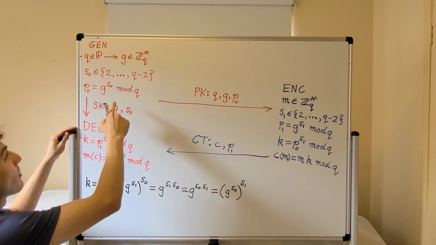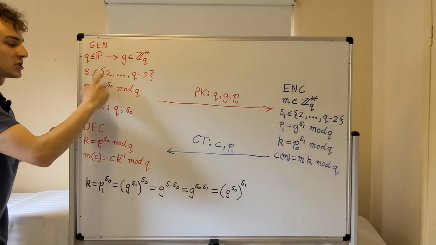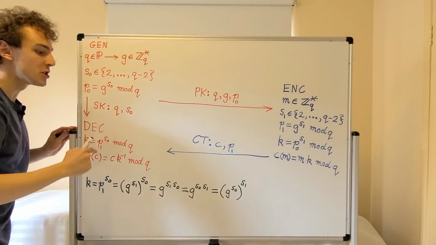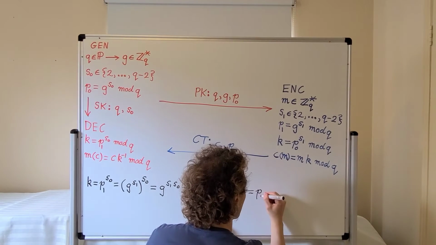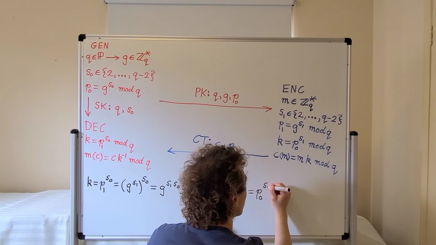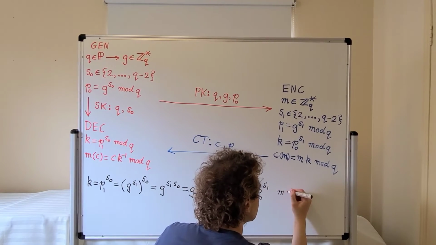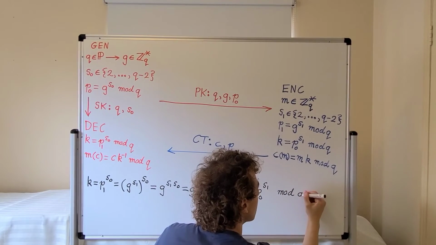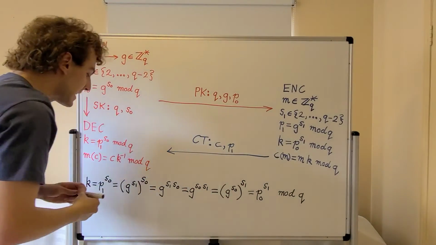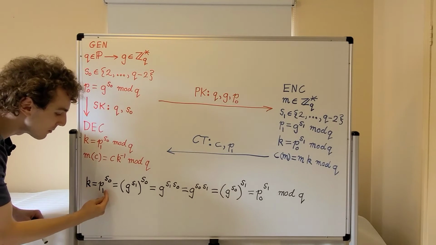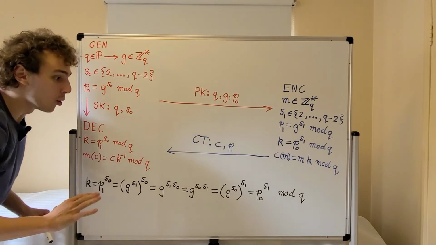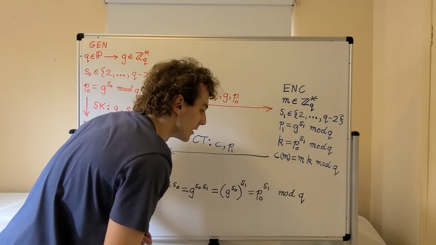That is this public value, P0. So that was constructed in this key generation procedure. So that means we have P0 raised to the power of S1. And all of this is done mod Q. So you can see that this shared key can be generated with P1 and S0 or with P0 and S1.